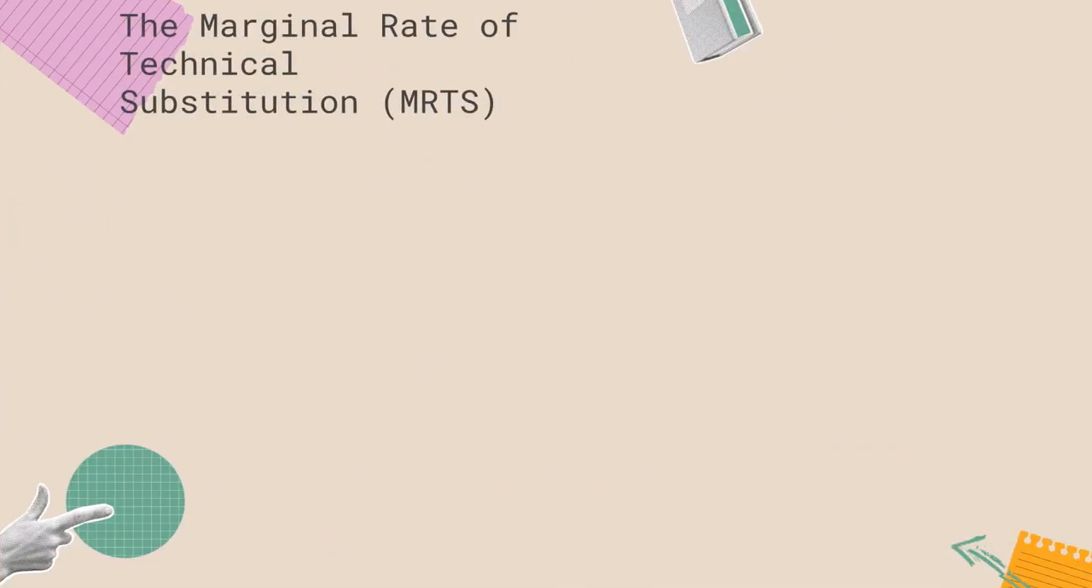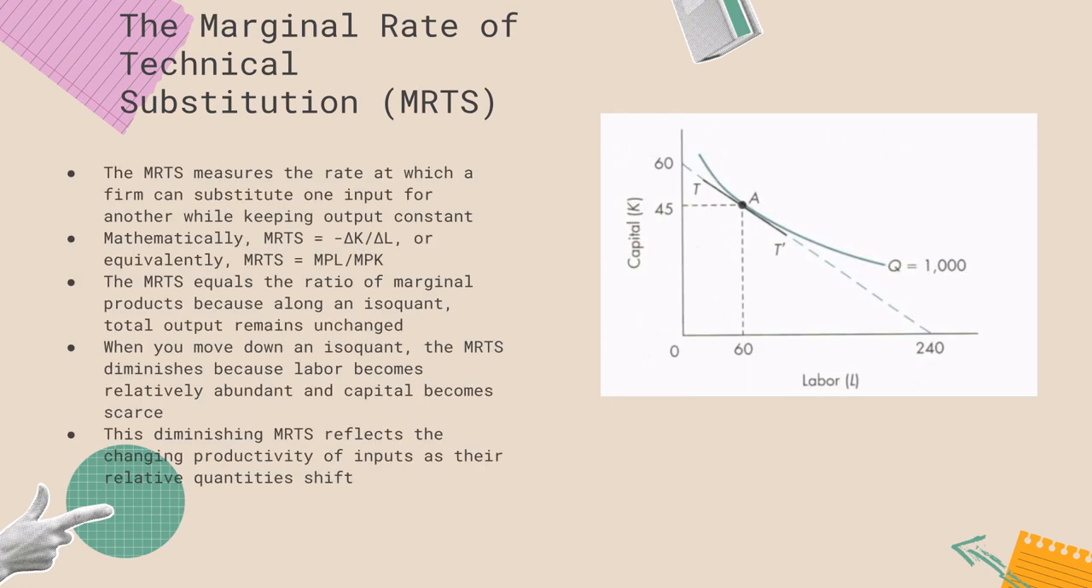The marginal rate of technical substitution, or MRTS, measures the rate at which a firm can substitute one input for another while maintaining constant output. Mathematically, MRTS equals the ratio of marginal products. The diminishing MRTS reflects the changing productivity as relative input quantities shift.